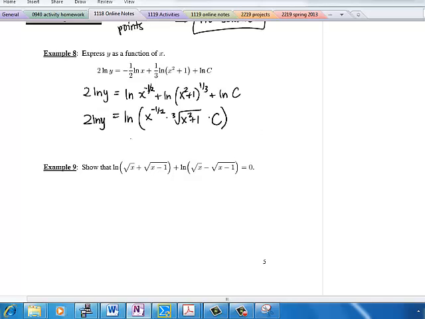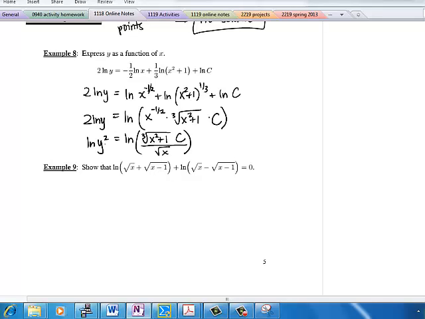Alright, so then let's rewrite this side one more time as cube root of x squared plus 1 times c, and then put the x to the negative 1/2 as divided by the square root of x instead. And yeah, let's go ahead and move that 2 up. So we'll have natural log of y squared equals the natural log of this mess.